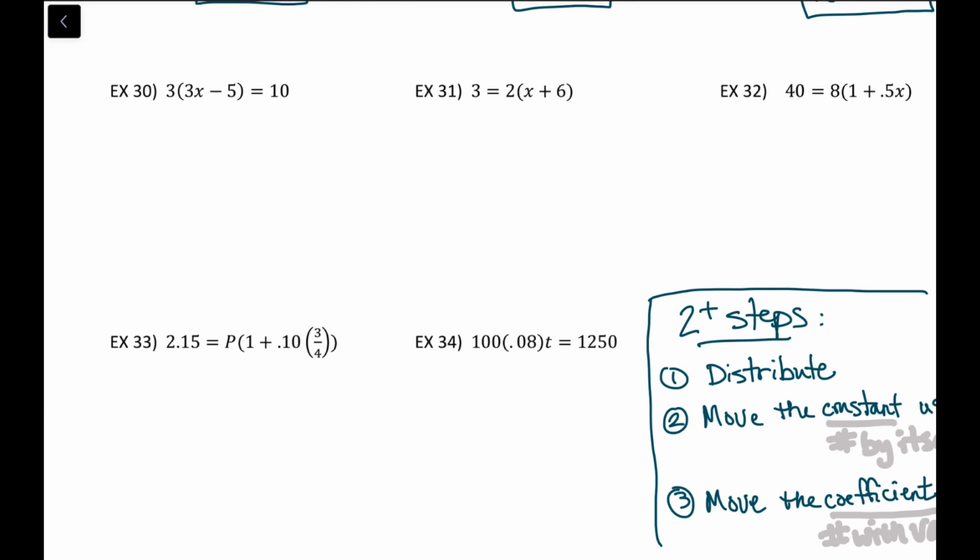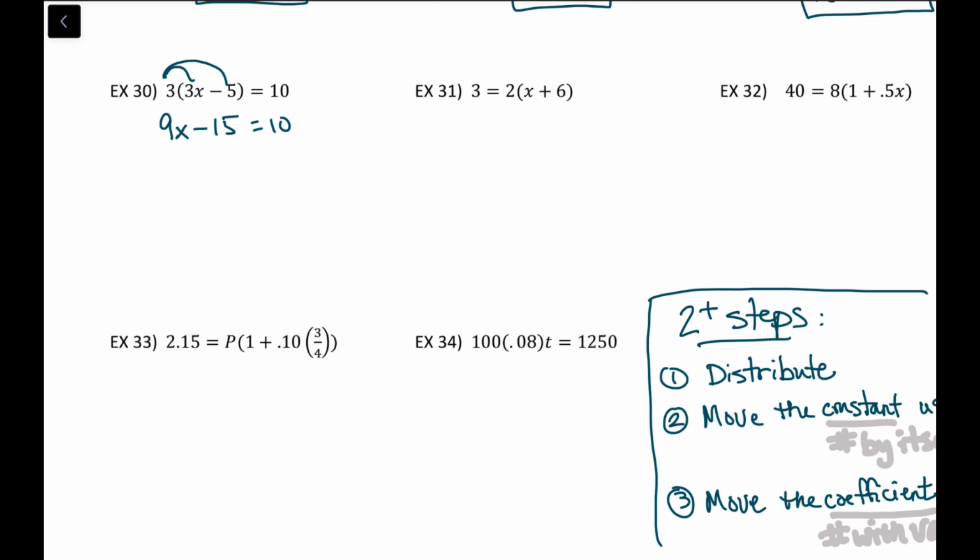So I see parentheses. I'm going to use the distributive property. That 3 needs to get multiplied through. So 3 times 3x is 9x. 3 times negative 5 is a negative 15. And then we can just bring down the equals 10, because once we get to the parentheses, we're done. Now it's a two-step problem.